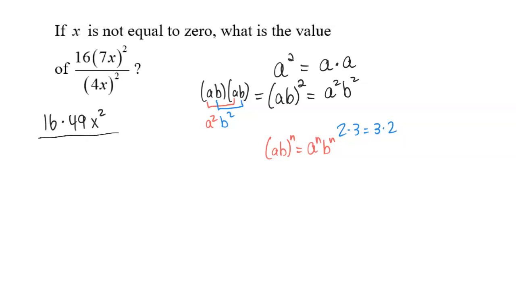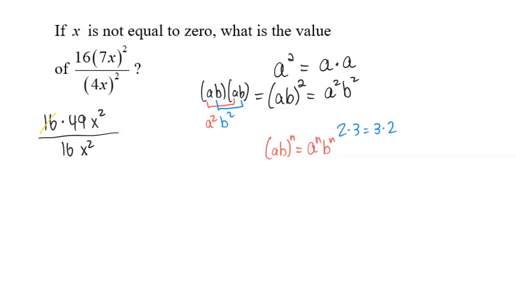Divided by, in the denominator, I'm going to do the exact same thing. I'm going to square both the 4 and the x. And so 4 squared is going to give me 16, and x times x is going to give me x squared. Now, because of the way this problem is written, I see that some nice things are going to happen.